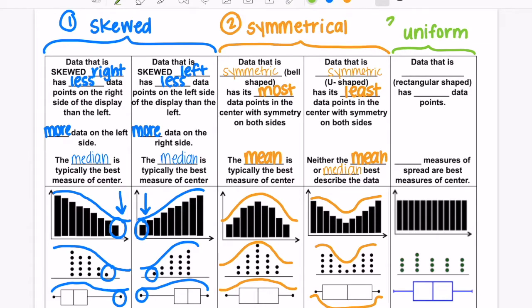And finally, the third way to describe the shape of a data distribution is uniform. It's uniform if it has that rectangular shape, meaning that it has an even amount of data points for each measure that they have. None of the measures of center are really going to do you any good here, because in the middle you have some data, but you also have a lot of data on each end. None of your measures of center are going to tell you much about the center of this data. That's anytime you have this rectangular, straight across, even distribution.